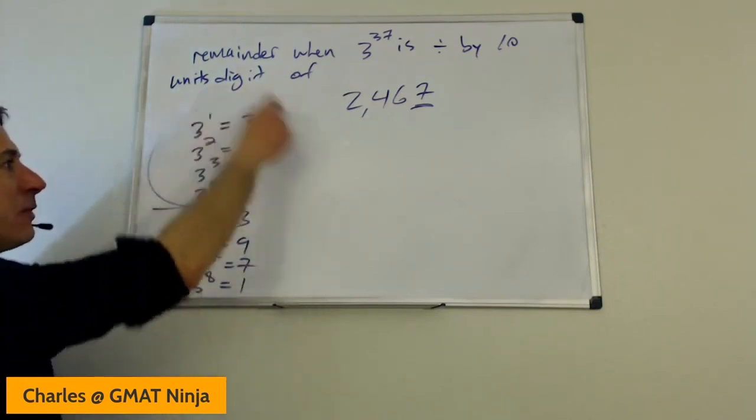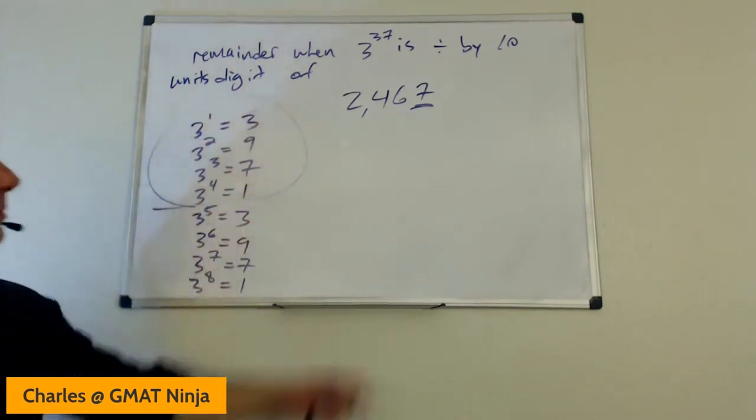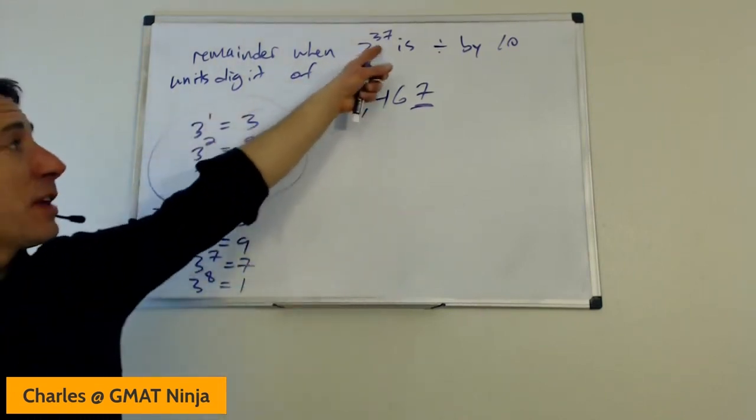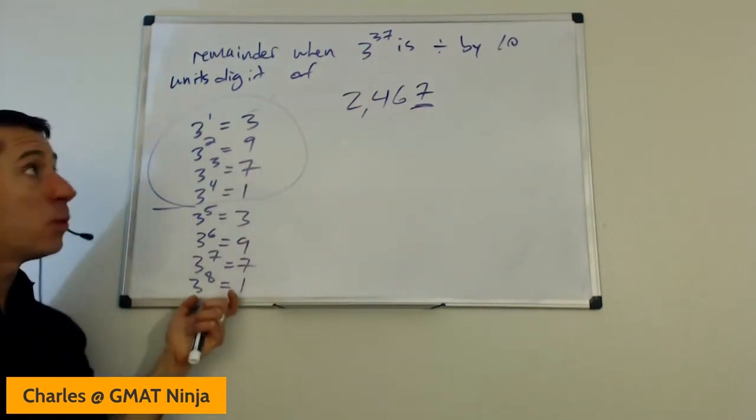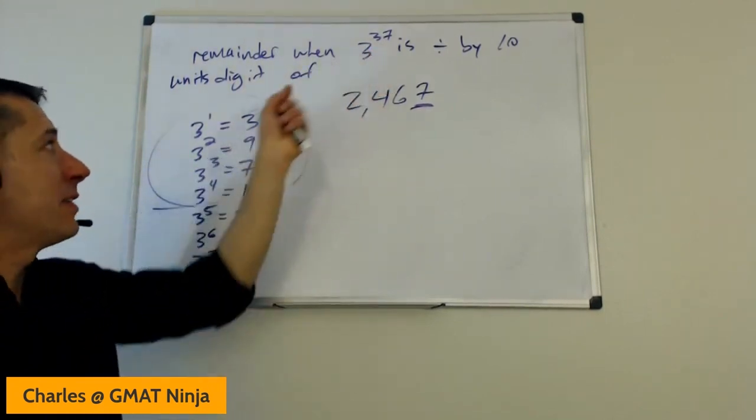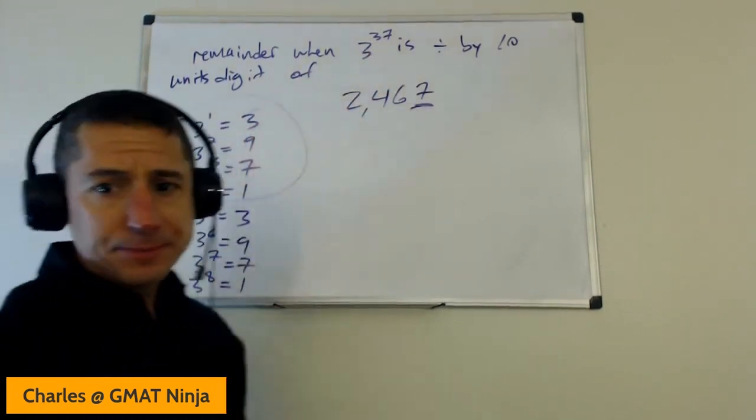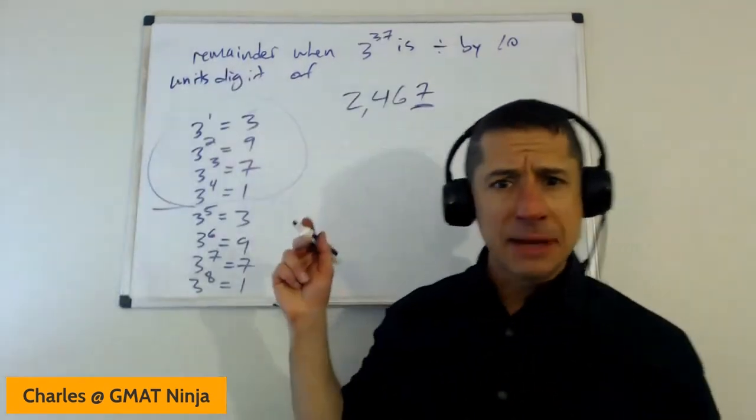Since it repeats every fourth, 3 to the 37th, so 3 to the 36th, a multiple of 4, we're going to land back on 1. So 3 to the 37th, we're just going to land back on 3. So not uncommon.